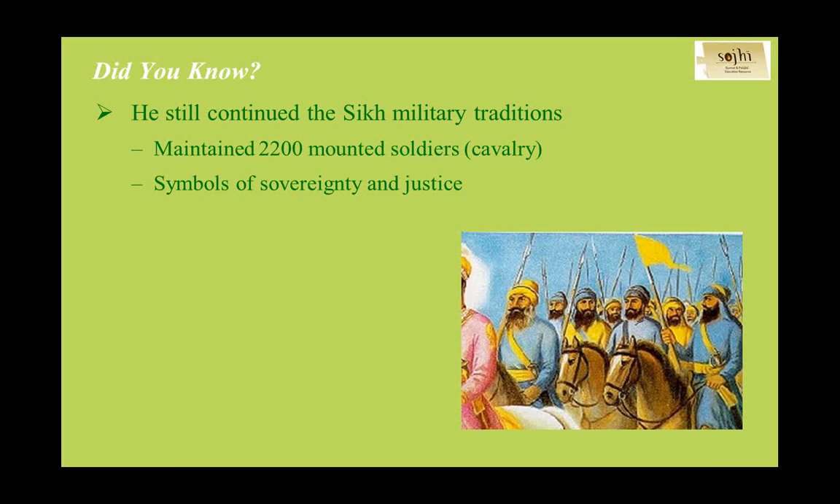Guru Hargobind Sahib is often considered as this Guru Sahib who was very sensitive to nature around him, and he was very compassionate. But it's also very important for us to remember that even though he had all those parts, which all the other gurus had also, he also had 2,200 mounted soldiers. And he was always ready to go out and fight against injustice.